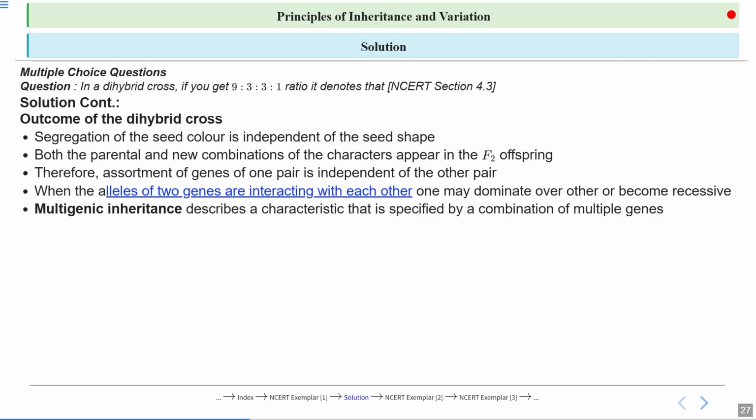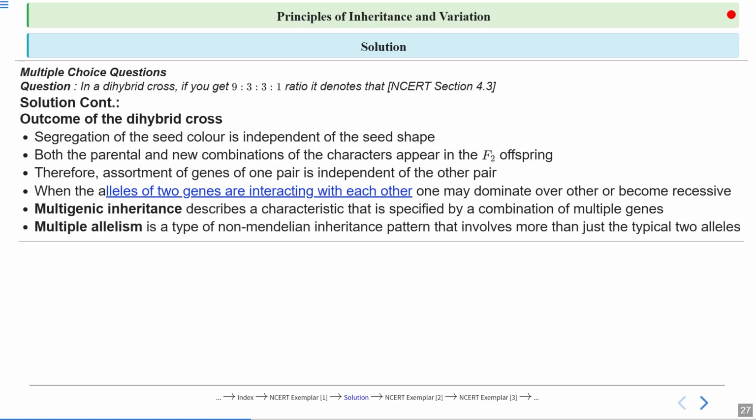Clear? So there was one option that the genes are interacting with each other. When the genes are interacting with each other, they may dominate over each other or they may be recessive. Now there was one option, multigenic inheritance. This describes a characteristic that is specified by a combination of multiple genes. So multiple genes are controlling a particular trait. So that's why this is also not the correct answer.